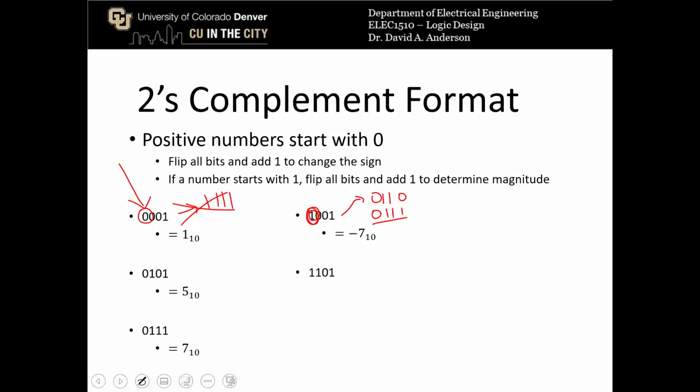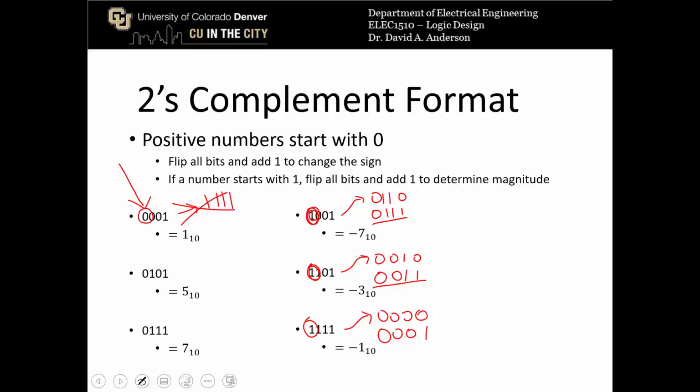So 1, 1, 0, 1 there. We have a leading 1, so it's a negative number. We first have to flip all of the bits, 0, 0, 1, 0, and then add 1, 0, 0, 1, 1. This is 3, and then we knew that it was negative, so that's negative 3 in decimal. 1, 1, 1, 1, again is negative because of the leading 1, so we flip all of the bits, 0, 0, 0, 0, and then add 1, 0, 0, 0, 1. And so that is the representation for negative 1.